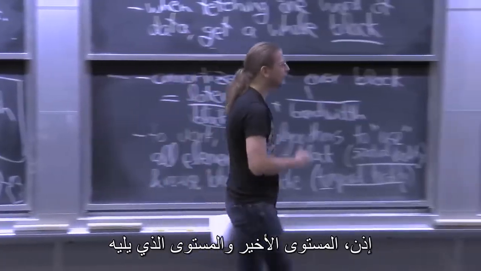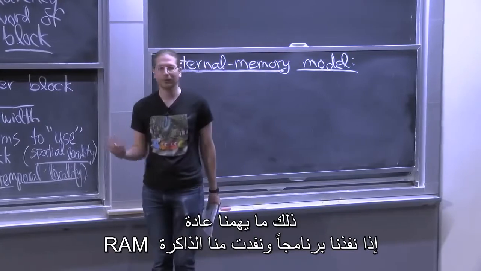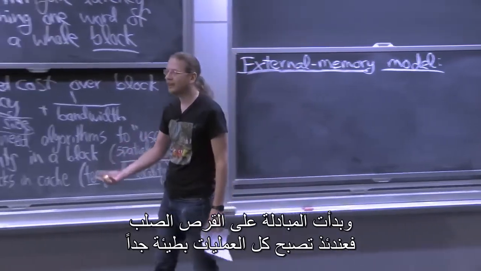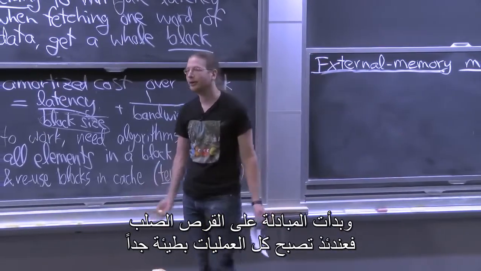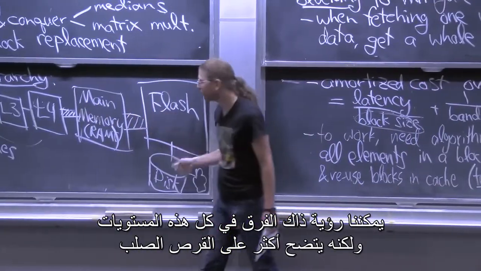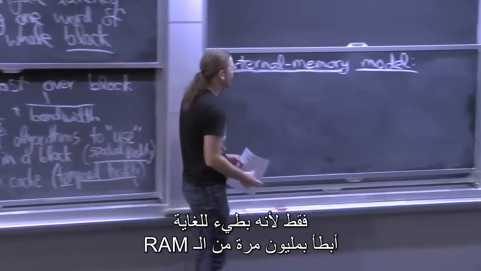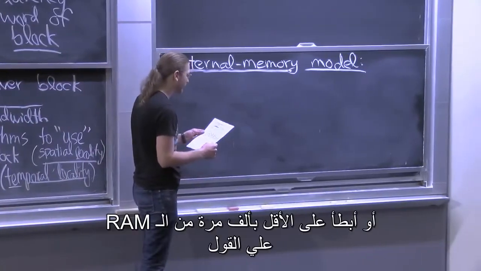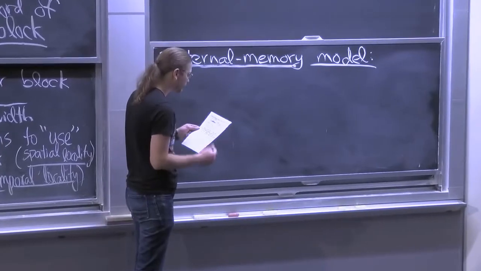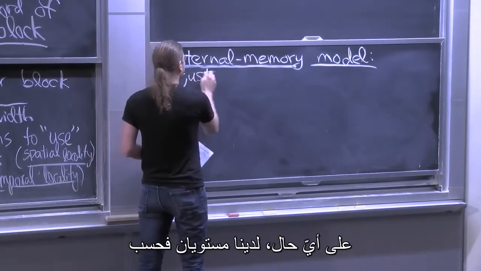The last level and the next to last level. Often, that's what matters. Like if you run a program and you run out of RAM and you start swapping to disk, that's when everything just slows to a crawl. But you can see that difference at each of these levels, but it's probably most dramatic at disk just because it's so slow. At least 1,000 times slower than RAM, I should say. Anyway, so we have just two levels.